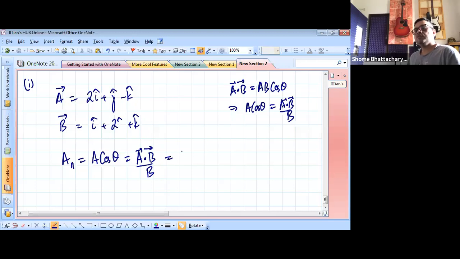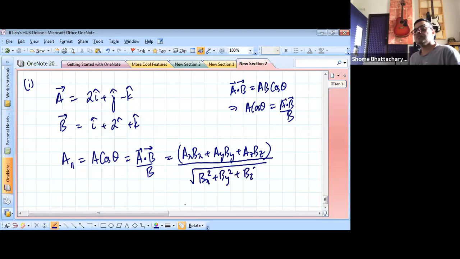So now what is A dot B? It is AX into BX plus AY into BY plus AZ into BZ. This is the definition of A dot B. Whereas what is the definition of magnitude of B? It is square root of BX square plus BY square plus BZ square. So it just looks like a long calculation, but you know how to do this actually.